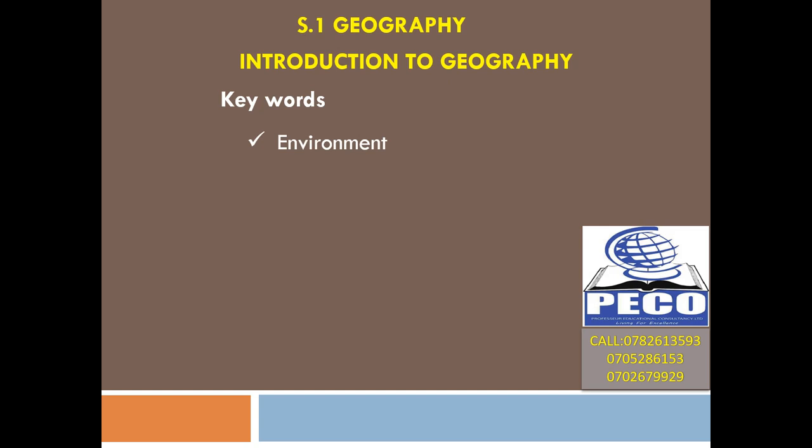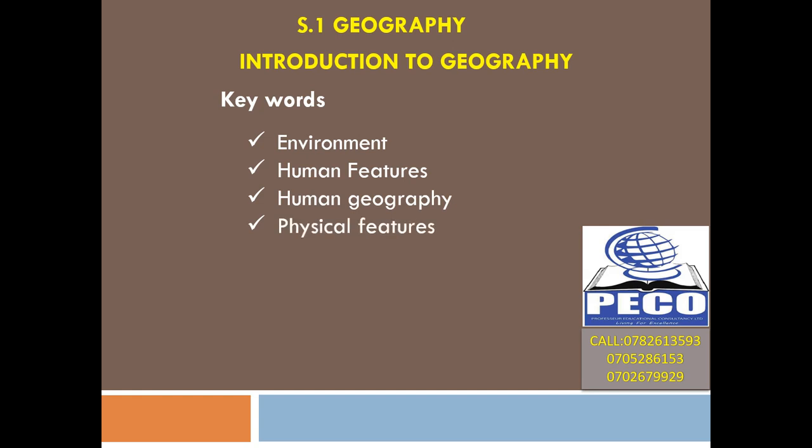key words in geography such as environment, human features, human geography, physical features, physical geography. Through all our discussions, we are going to be looking at these key elements of geography.